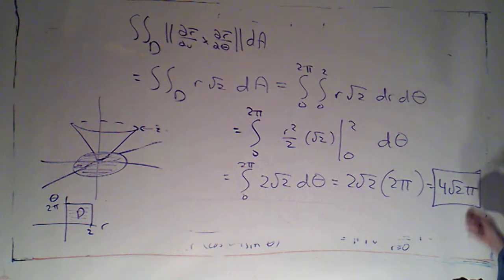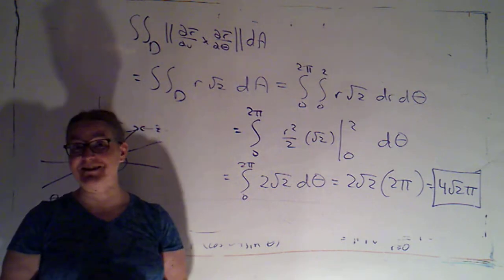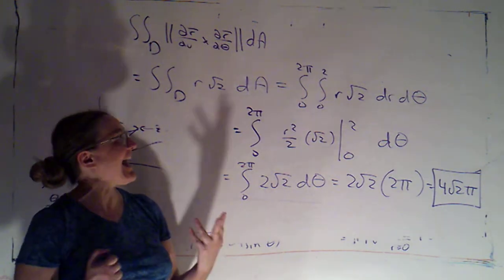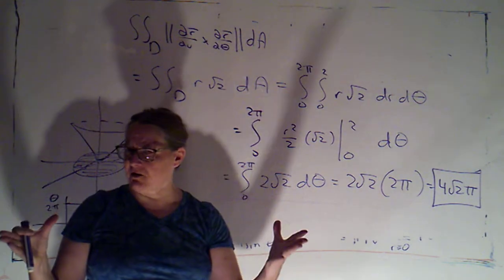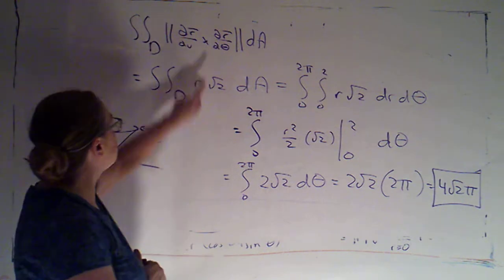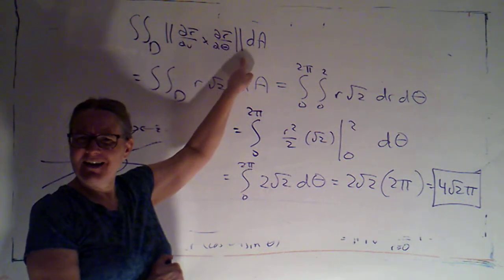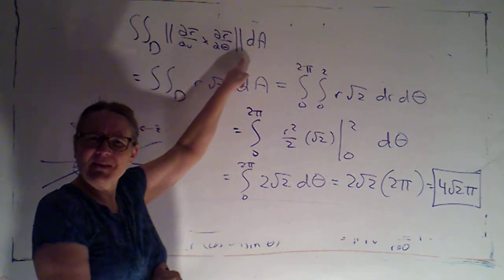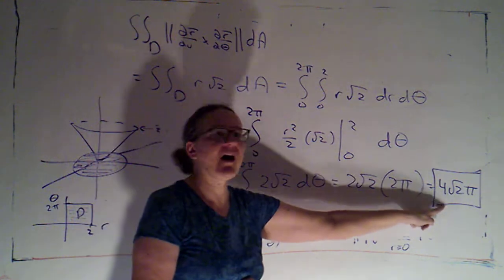And this is one of those times where I do want to double check. I was finding surface area. Surface area has to be non-negative. I can see that just from what I was calculating. Surface area is not a negative quantity. I can also see that from the fact that my integrand was the magnitude of a vector, and that can't be negative either. And if I have a non-negative integrand, I'm going to get a non-negative answer.